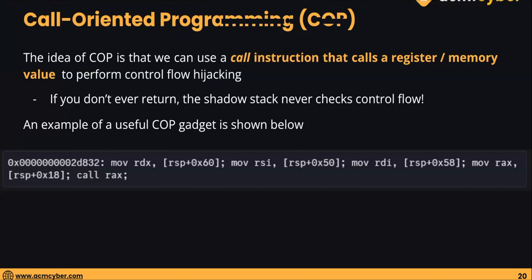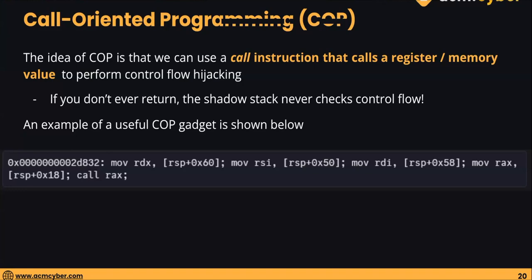If we use call-oriented programming, we keep calling new functions, and because there's never a return instruction, you will never get the shadow stack to activate, or result in the verification that the shadow stack does. And so the shadow stack will not mitigate your attack.